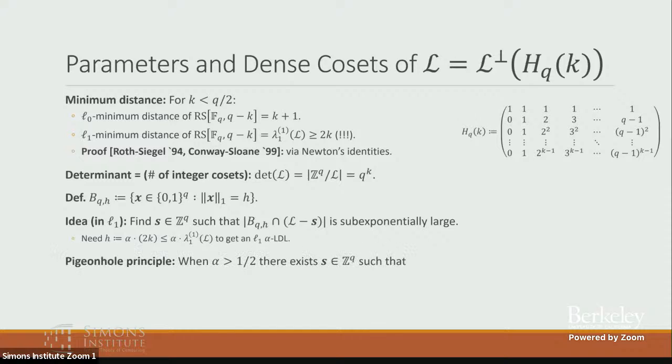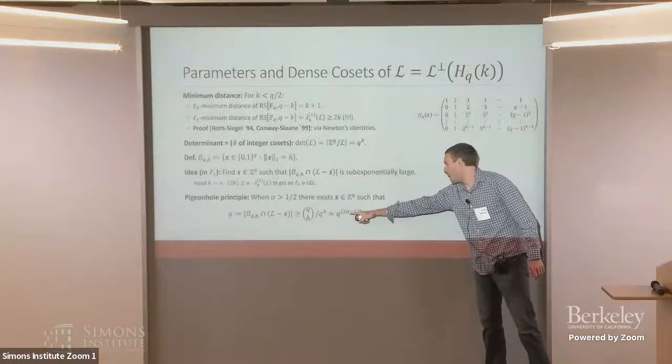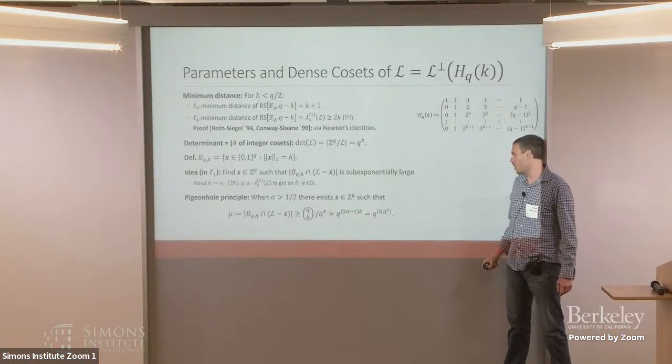And then we get what we need, in an existential sense, just from a pigeonhole argument. In particular, there are q to the h many vectors in this set, and there are q to the k cosets in the lattice, and so some coset has to contain at least q to the 2 alpha minus 1 times k vectors in BQH, which, if alpha is greater than a half, this number is greater than 0.